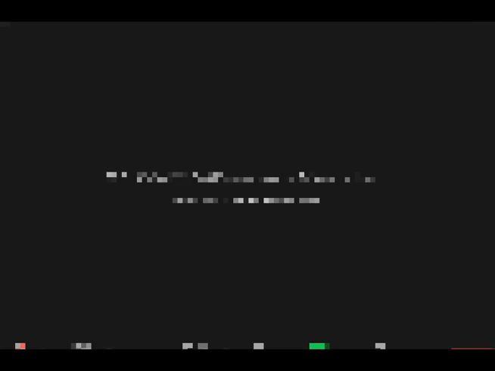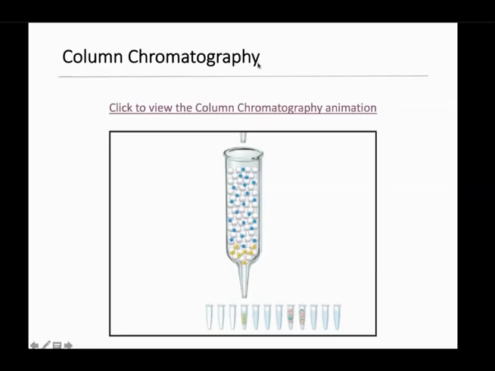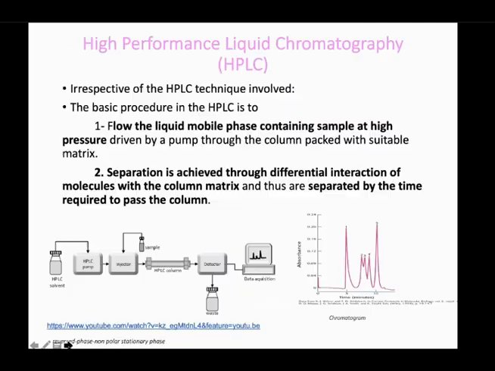Okay. So we are clear with chromatography, right? Yes, okay, good.